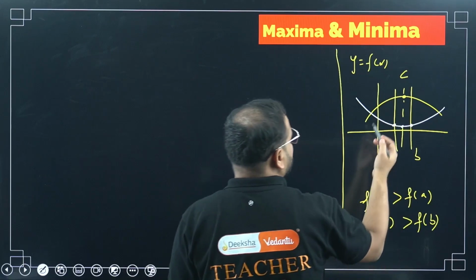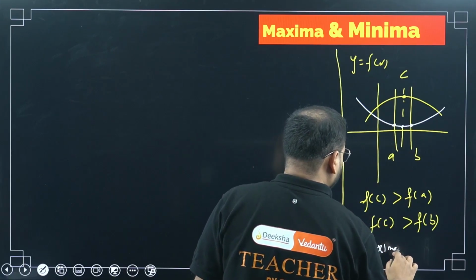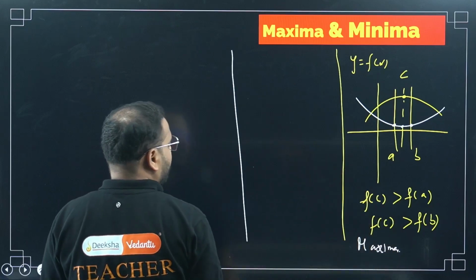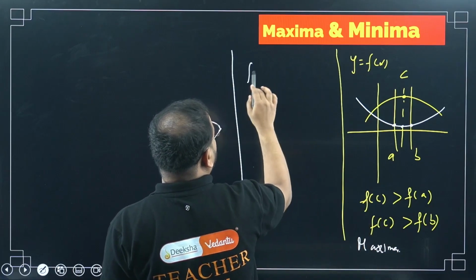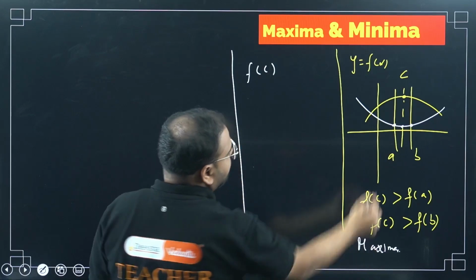For the minima part, this is the maxima part, right? This is for maxima, sir. What about for minima? For minima, what will we have? We'll have f of c, right? Yes, this is point C.